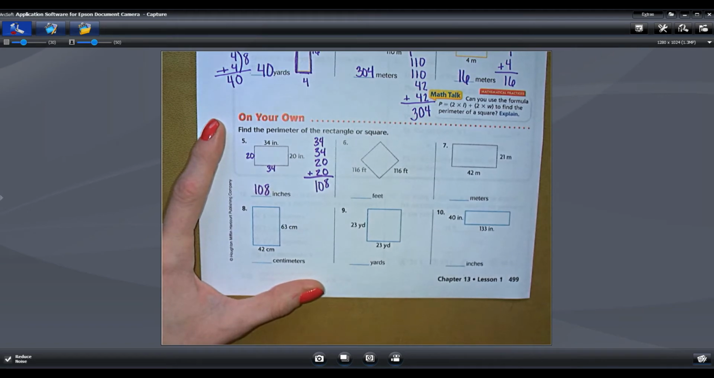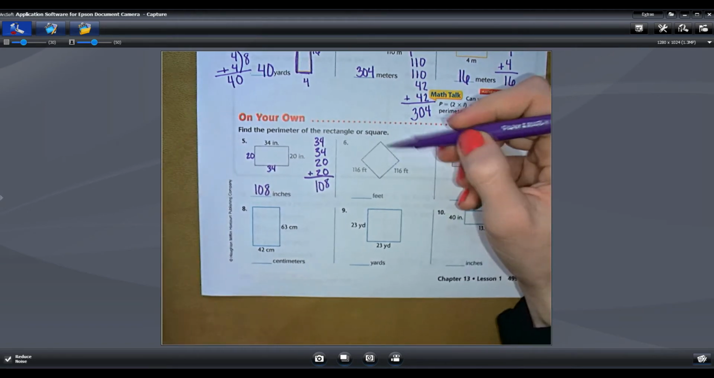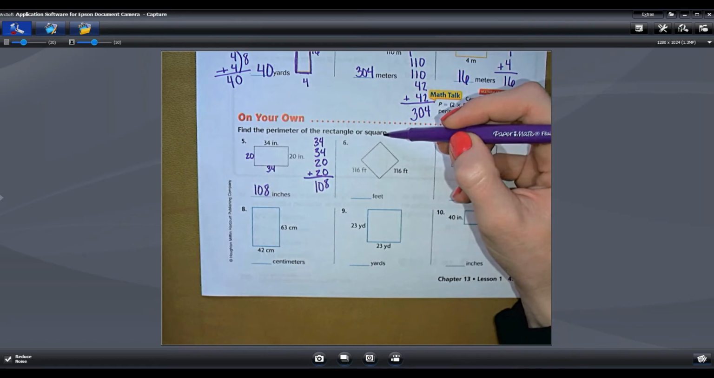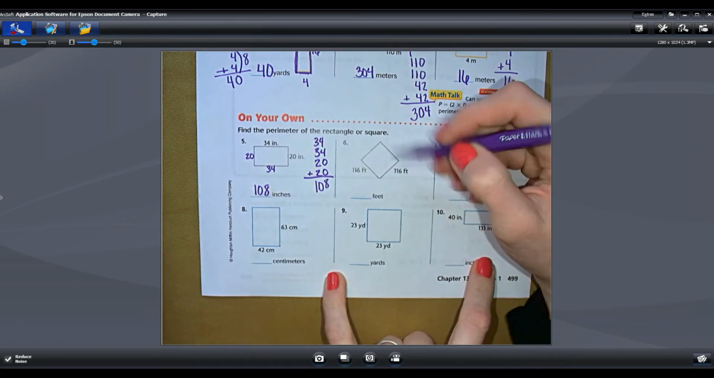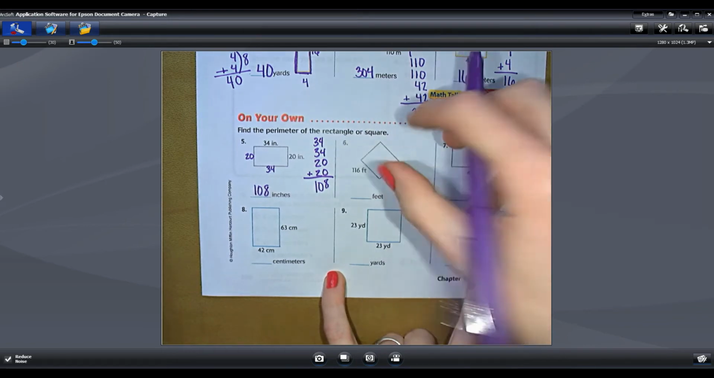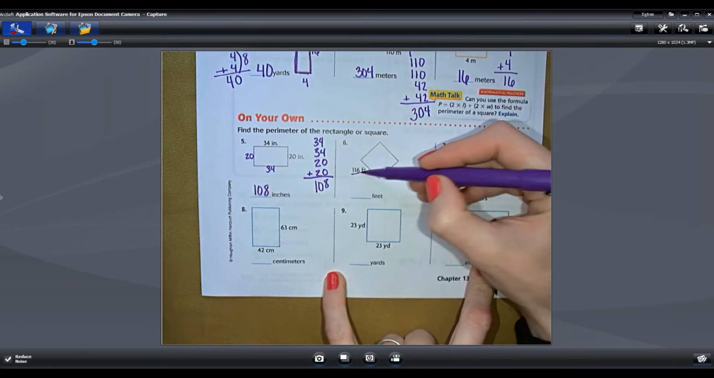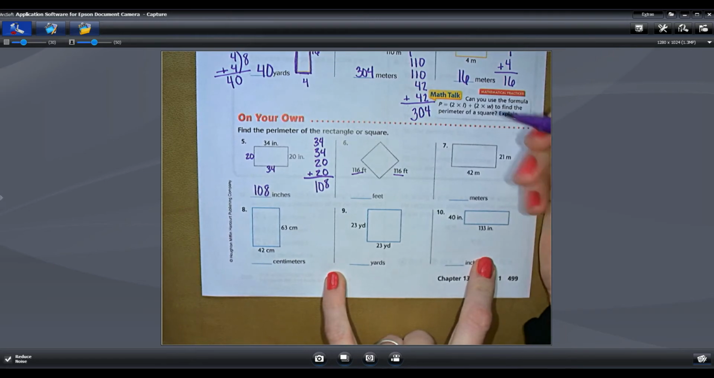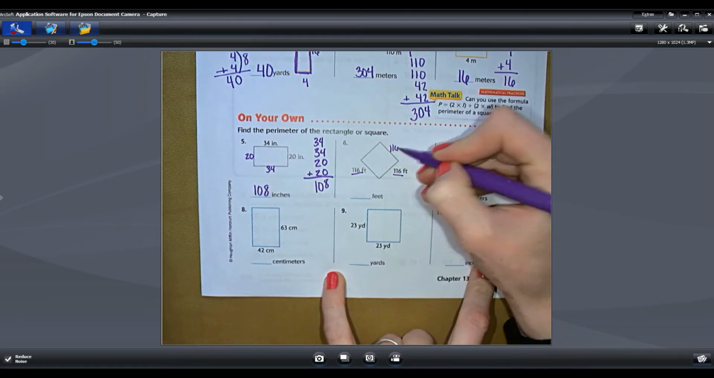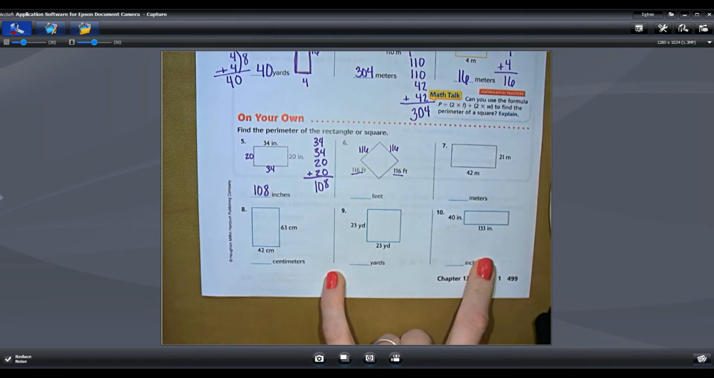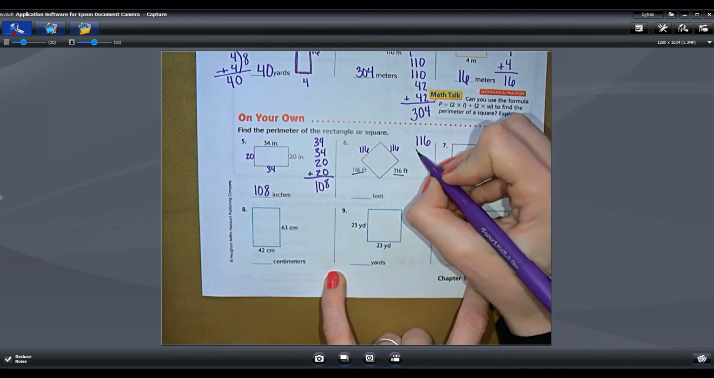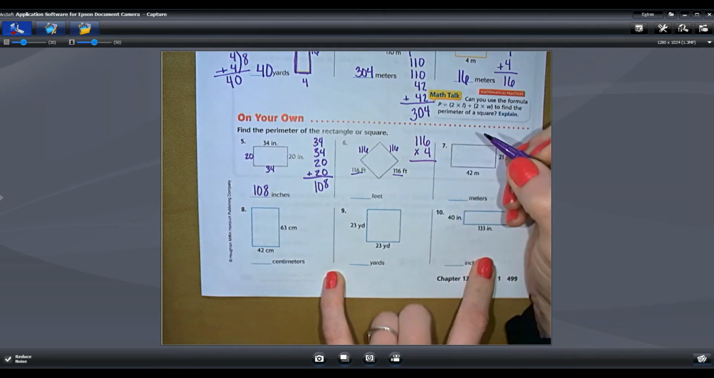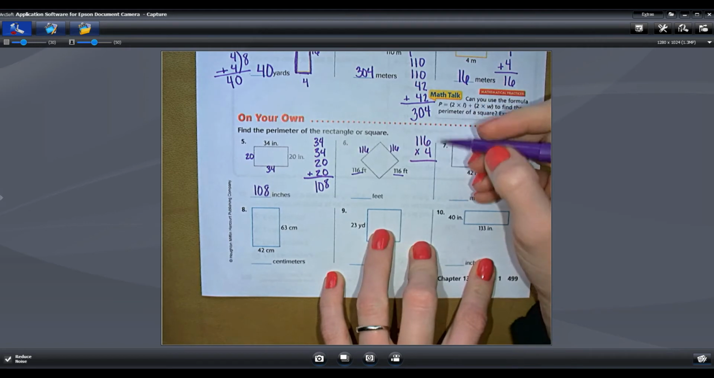Okay. This one right here, is it a rectangle or a square? Look at the lengths and the width. They turned it so it looks like a diamond, but if I turned it back, okay, it's just a square. 116 is the length, 116 is the width. So that means this is 116, this is 116. It's probably going to be faster to multiply that than it is to add all 4 numbers. So I'm just going to do 116 times 4 because it's a square. I can do that because all 4 sides are the same.